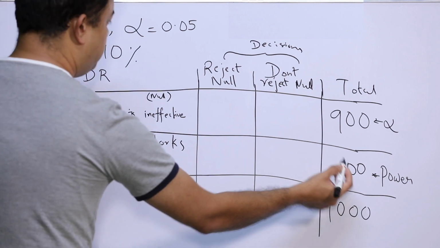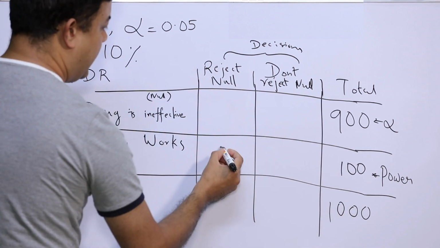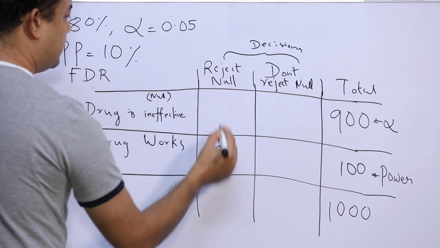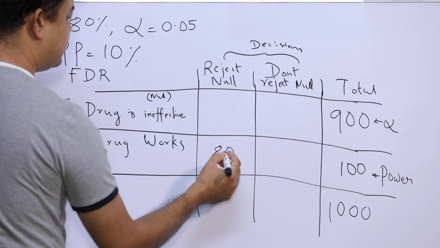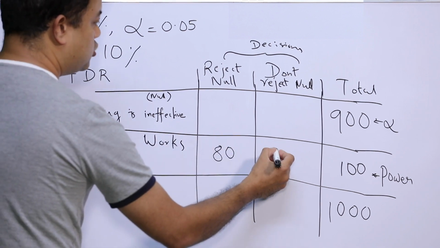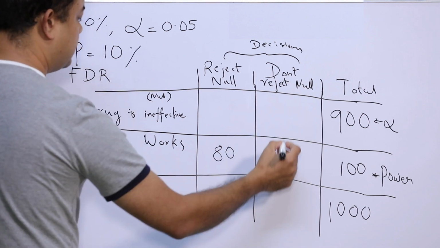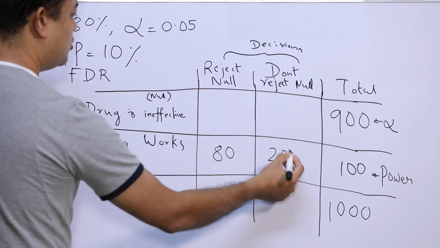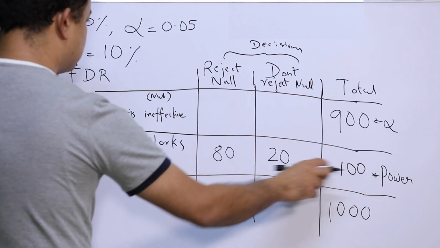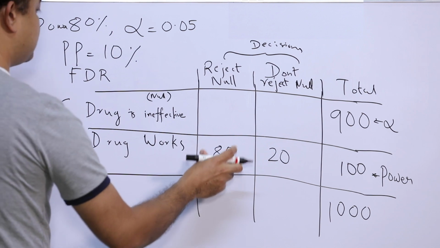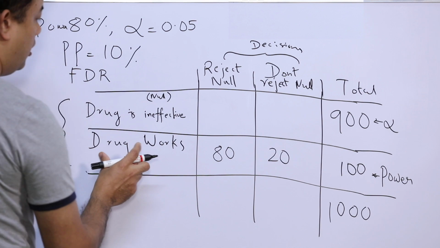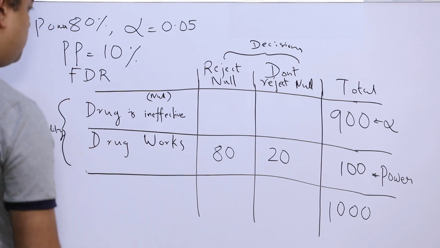So we can say that because the power is 80%, 80% of this total, that is 80, will be the reject null hypothesis and conclude statistically significant results where of course the drug works, and the rest 20 will be do not reject the null even though the drug works. These are actually false negatives, as you know, while these are false positives. The power is basically a proportion of statistically significant results out of all the results where the drug works.